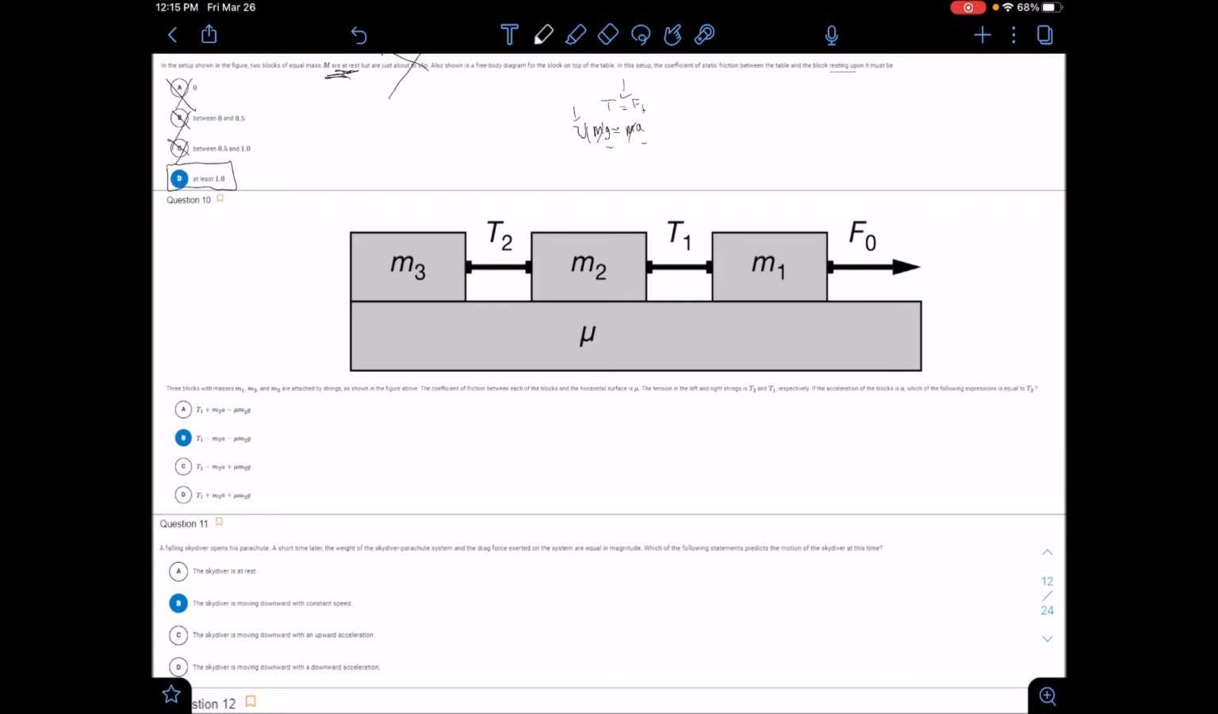Alright, three blocks with mass M1, M2, and M3 are attached by strings, as shown in the figure above. The coefficient of friction between each of the blocks and the horizontal surface is μ. The tension in the left and right string are T1 and T2 respectively. If the acceleration of the block is a, which of the following expressions is equal to T2?